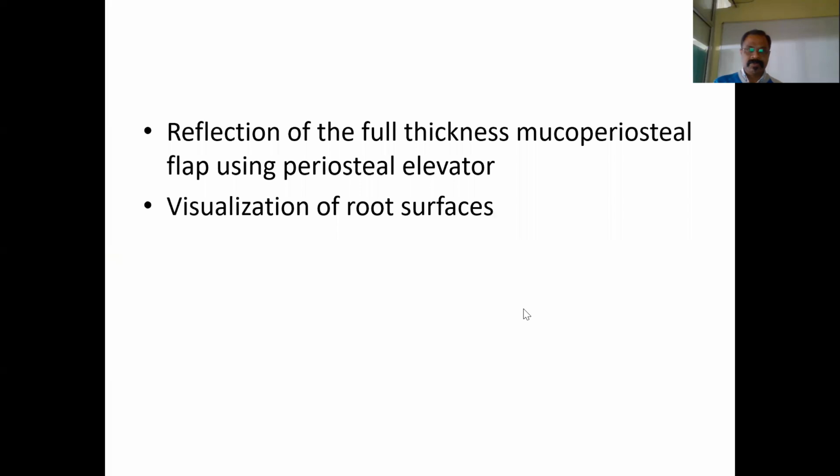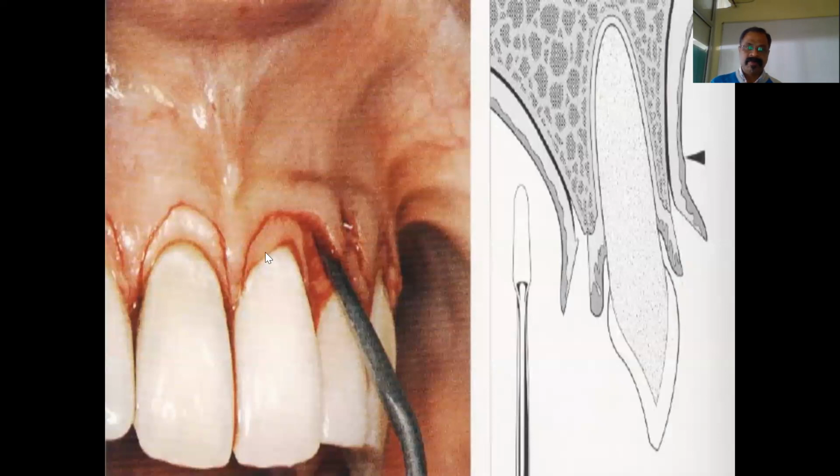Once you do that, you're going to take a periosteal elevator and reflect a full thickness mucoperiosteal flap. Okay. Once you give the internal bevel incision, you reflect a mucoperiosteal flap for visualization of your root surface. So you have placed the first incision here. Now you use a periosteal elevator and reflect a full thickness mucoperiosteal flap, right? This is your pocket lining, which will be removed by using the third incision, that is your interdental incision. Okay.